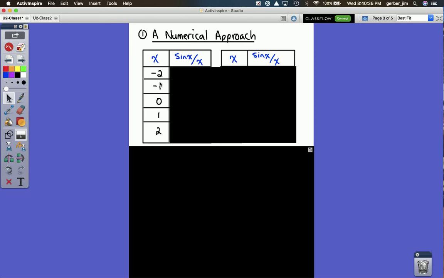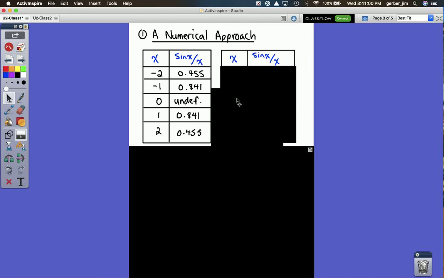We already know that. But if I sub a -2 into this thing, I get decimal 455. You can trust me on that. I ran it through the calculator. When I put a negative 1 in, I ended up with decimal 841. When I put 0 in, of course, it's undefined. Likewise, when I come from the other side, I see the same numbers. 0.455 when I put in a 2, 0.841 when I put in a 1.